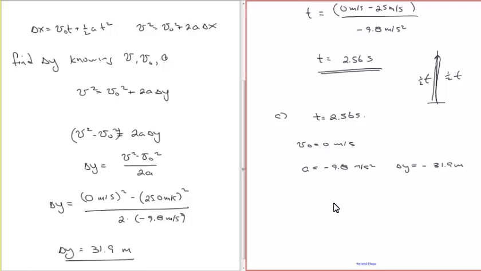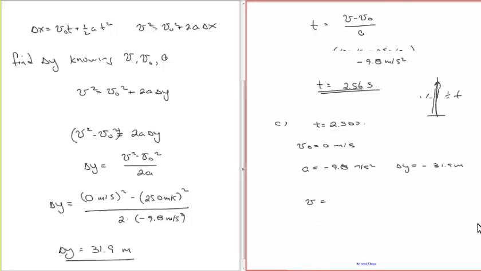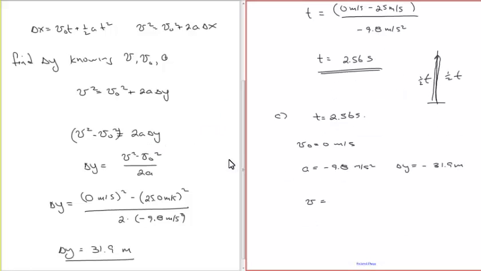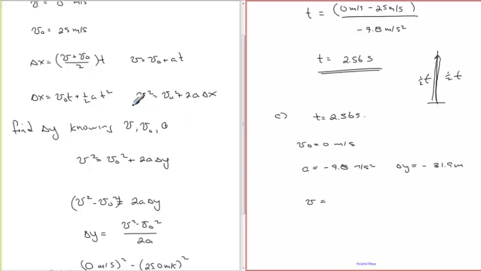And so you can do the same thing here. You can solve for t, or we could solve for v. Let's just solve for v. So which one of these equations over here do we want to use? We know the acceleration, we know the initial velocity, we know the delta y. So we should be able to use this one right here. So v squared is equal to v0 squared plus 2a delta y again.